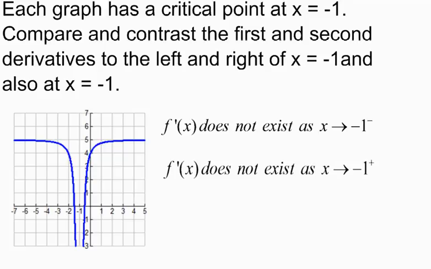Okay, and the last graph, as x approaches -1 from the left, we have no slope. The graph gets very vertical. And as x approaches -1 from the right, we also have no slope. Vertical lines have no slope.